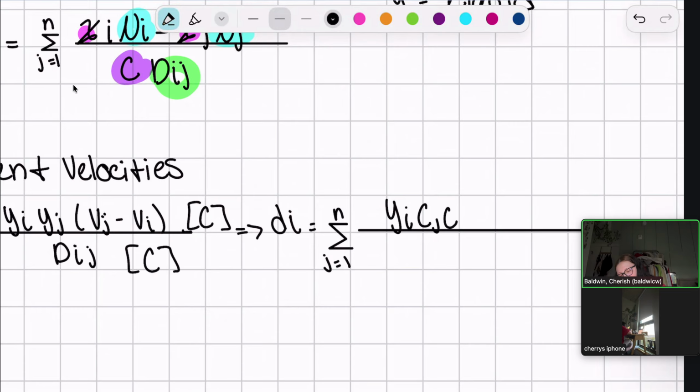j vj, velocity of j, minus yj ci, concentration of i, vi, over the concentration times the diffusive constant.